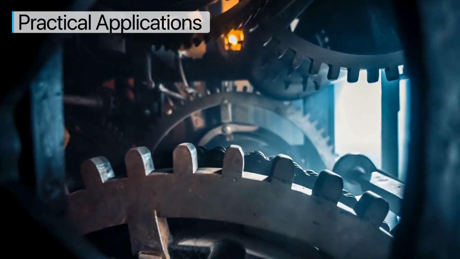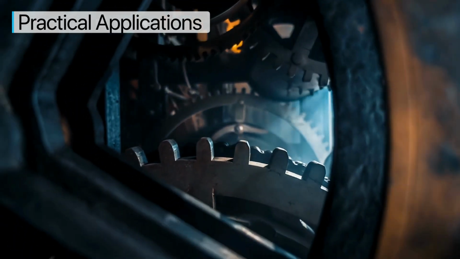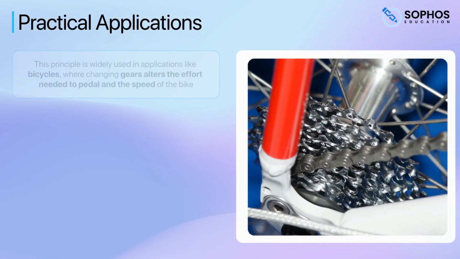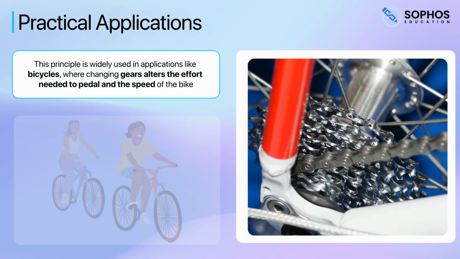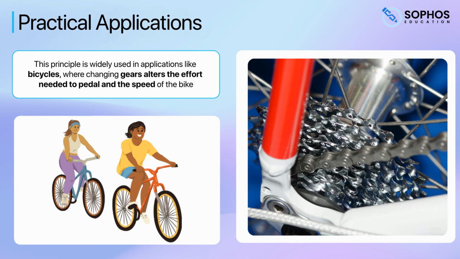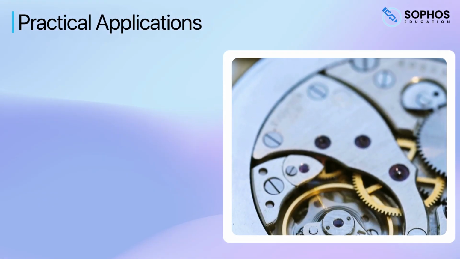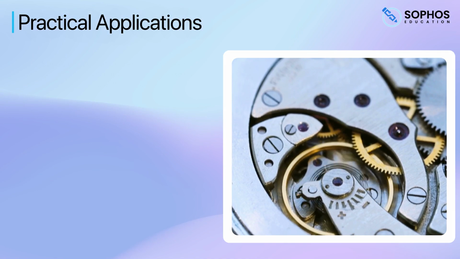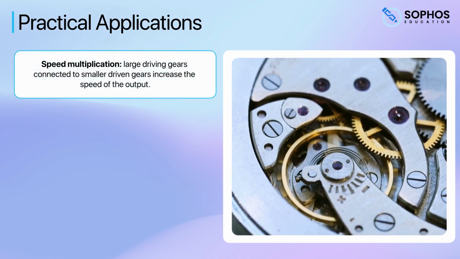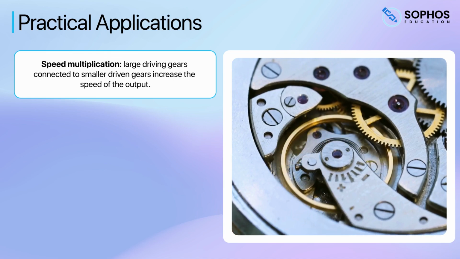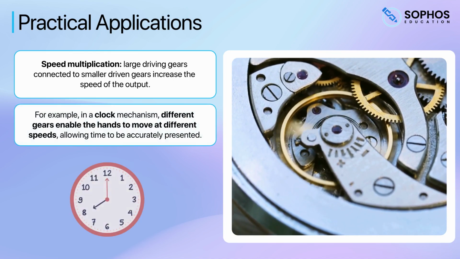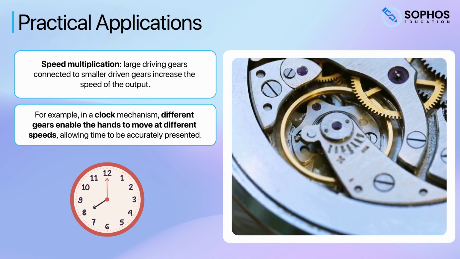By adjusting the sizes of the gears, we can fine-tune machines for varying speed and torque requirements. This principle is widely used in applications like bicycles, where changing gears alters the effort needed to pedal and the speed of the bike. In fact, there are two key areas where gears are used to optimize mechanical systems. First, speed multiplication. Large driving gears connected to smaller driven gears increase the speed of the output. For example, in a clock mechanism, different gears enable the hands to move at different speeds.